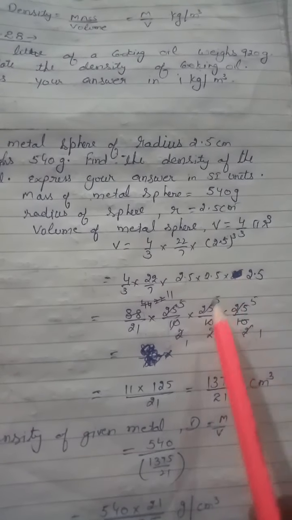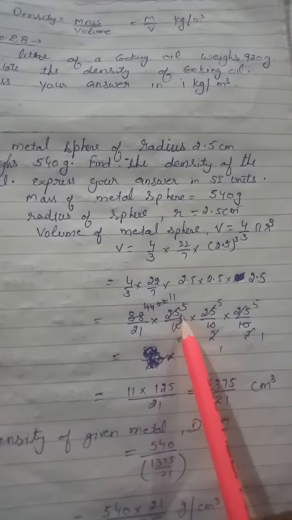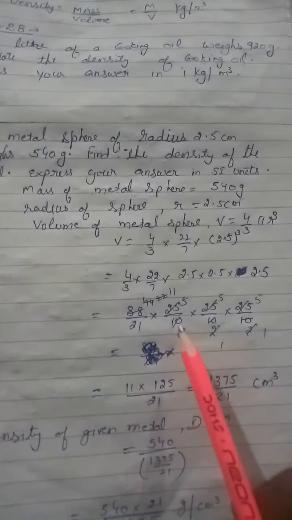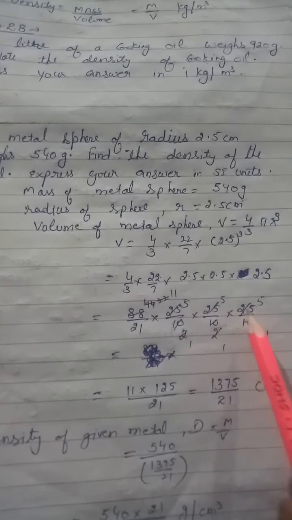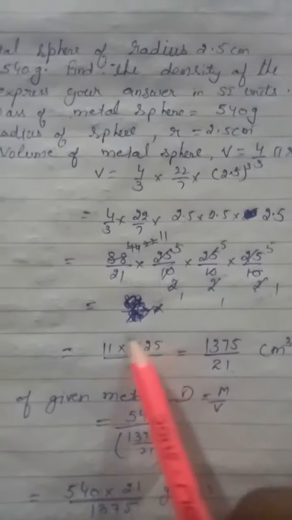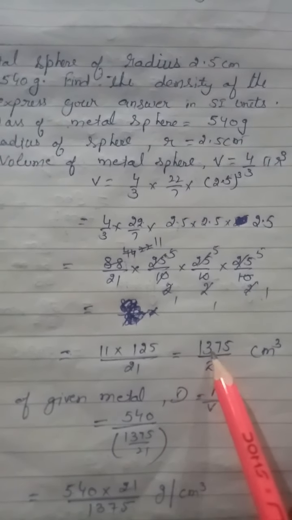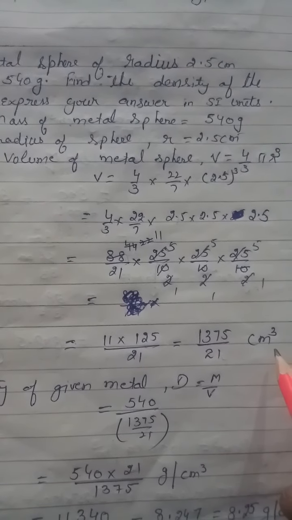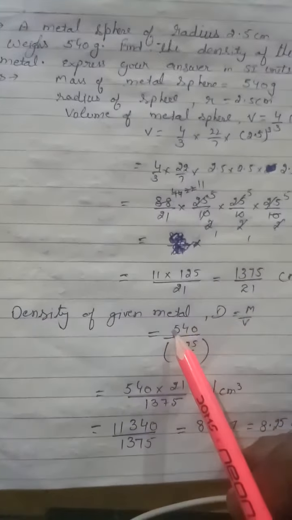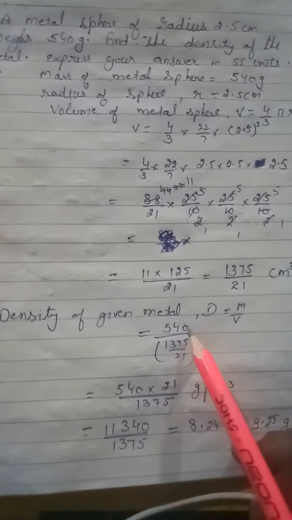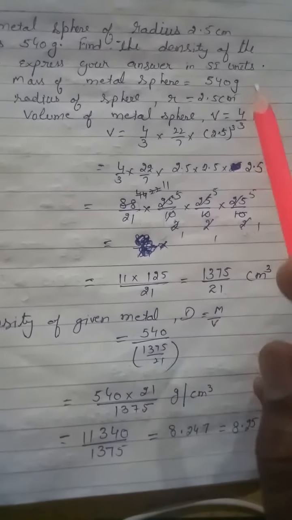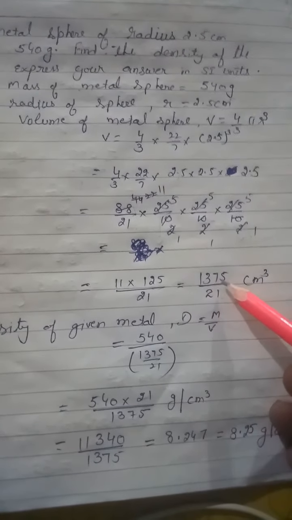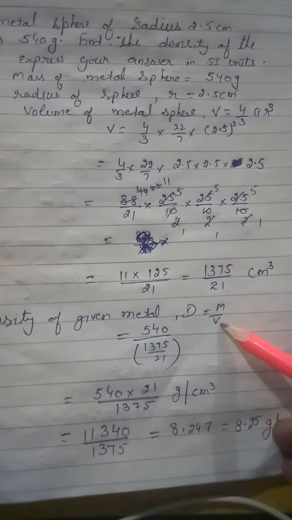So 4 by 3 into 22 by 7 multiply 2.5 raised to power 3. So expand these terms and remove the decimal in this step, and we will solve it, and then we will find out that 11 multiply 5, 5 fives are 25, 25 fives are 125. So multiply these two terms, you will get 1375 by 21 centimeter cube. So this is the volume of the metal sphere, and therefore density of the metal d equal to m over v. So put these values: mass 540 gram, and volume as we calculated, 1375 by 21, put here instead of v.